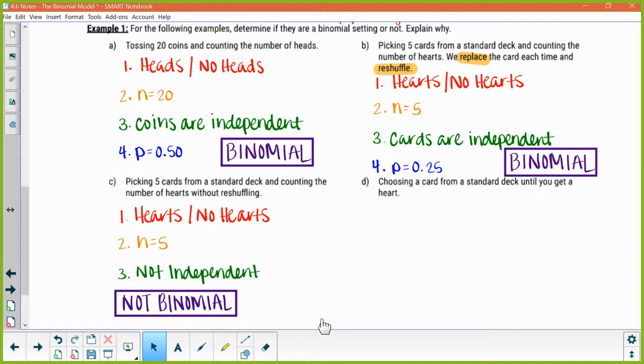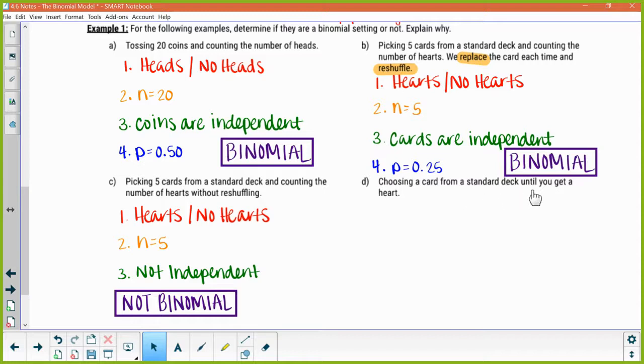And most of the time, you could make the argument that it's not independent and it's not a consistent probability. Either one of those suffices. So if you were to say the probabilities change because we are not returning the cards and reshuffling the deck, that's just as correct as saying they're not independent.